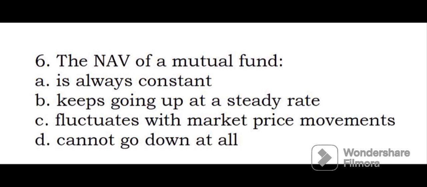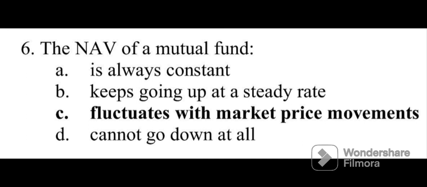The NAV of a mutual fund: A, always constant, B, keeps going up at a steady rate, C, fluctuates with market price movement, D, cannot go down at all. I'll repeat the question. The net asset value or NAV of a mutual fund: A, always constant, B, keeps going up at a steady rate, C, fluctuates with market price movement, D, cannot go down at all. I think this is the easy one. You can easily answer. We'll move to the answer. Answer is C, fluctuates with market price movement.